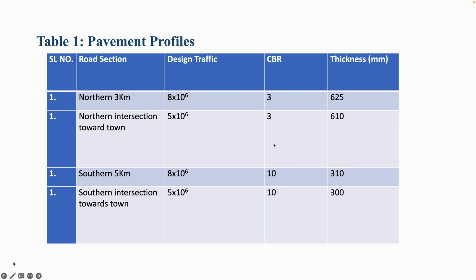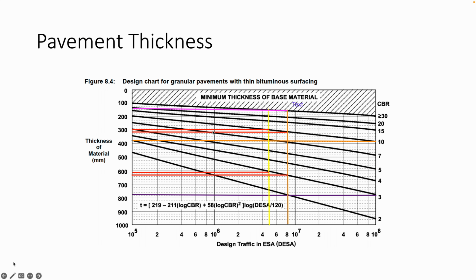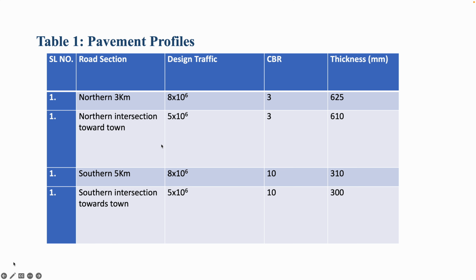This design traffic and CBR were calculated from the field data. Based on these two, design traffic and CBR, we can calculate the thickness. This thickness is calculated from the Austroads guides. You can see CBR on the right side and design traffic on the bottom, and based on the different CBR there's a gradient line. So for CBR 3 and design traffic 8 × 10^6, we can see that it meets somewhere here, and it's roughly equal to 625. So that's how we calculated all these thickness layers.